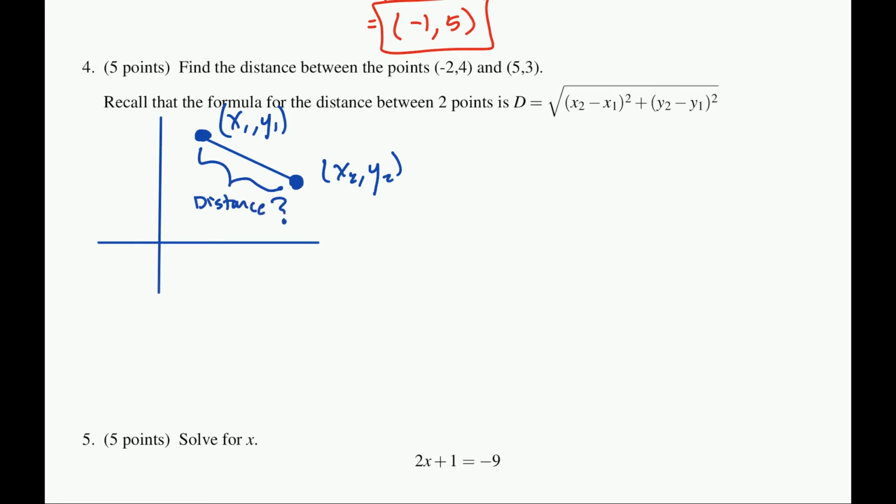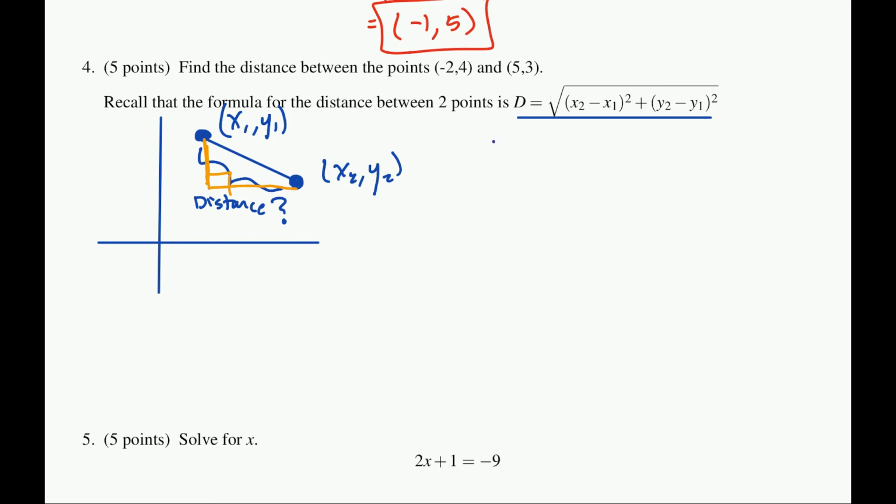And the way you calculate it is with this formula right here, which comes from the Pythagorean theorem. Because you can take this line segment and draw a triangle on it. And if you use the Pythagorean theorem on that right triangle, it results in this equation. You don't have to know that, you just have to use this formula.